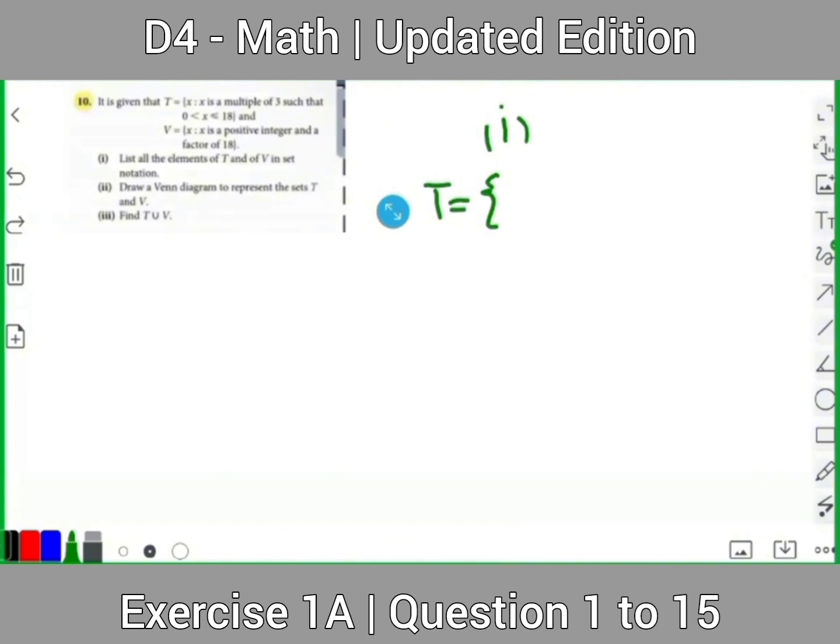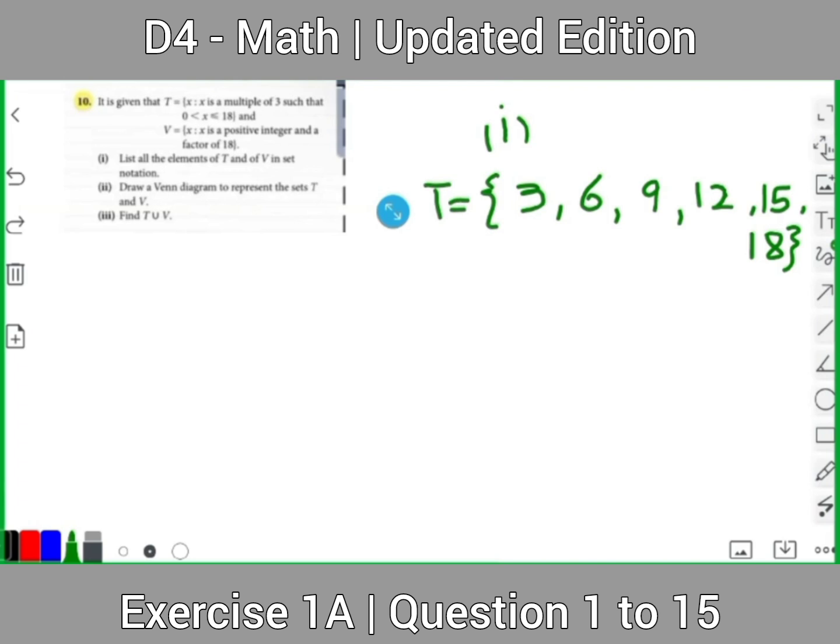The set T has two conditions. X is a multiple of 3 and X is greater than 0 and less than or equal to 18. So we will have to find out the multiples of 3. We just need to recall the table of 3. So here we have 3 1s are 3, 3 2s are 6, 3 3s are 9, 3 4s are 12, 3 5s are 15, and 3 6s are 18. So here we have to stop at the number 18 because x just needs to be less than or equal to 18.